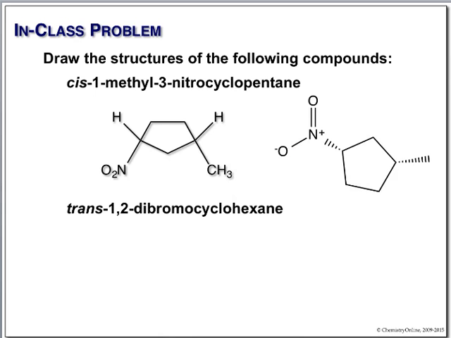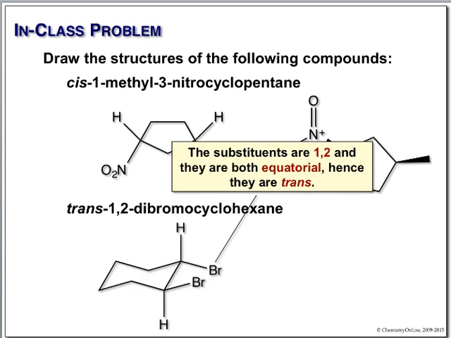Here I put this in with both of them back. This is the one with them both forward. Again, we will see next chapter that those are actually mirror images of each other. But that's later. All right, for this guy, we want to draw our six-membered ring. One, two. I put them both equatorial. One up, one down. That makes them trans. Go ahead and draw it using wedge bonds.